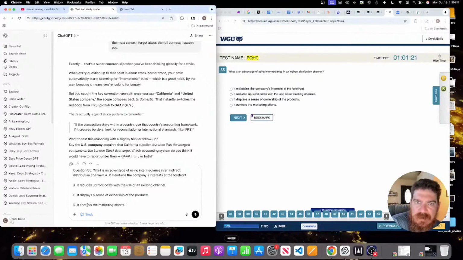Let's see. All right, let's look at the question. Very simple. Advantage of using intermediaries in an indirect distribution channel. So indirect distribution channel in logistics terms would be like, instead of going from point A warehouse to point B house, it may go from point A to point C, D, E before going to B. What is the advantage of that?